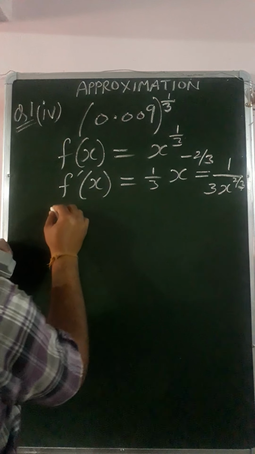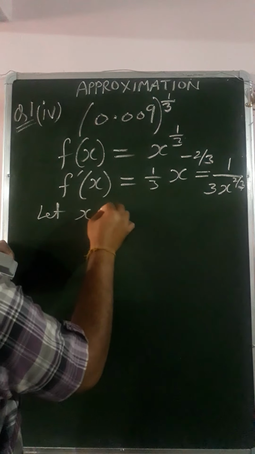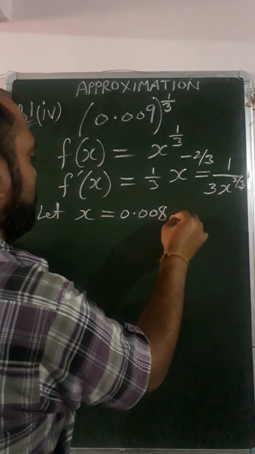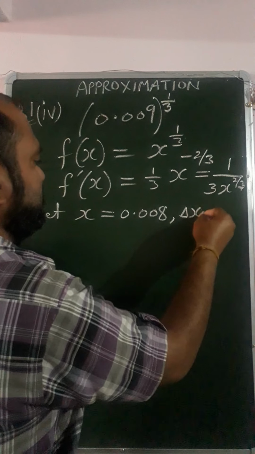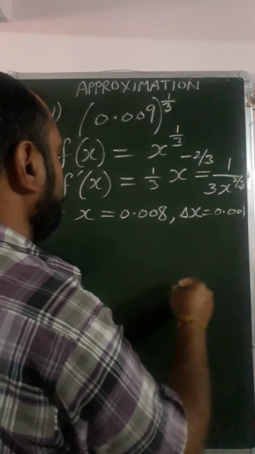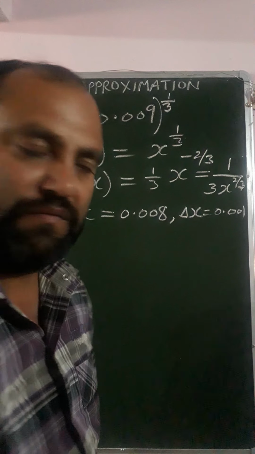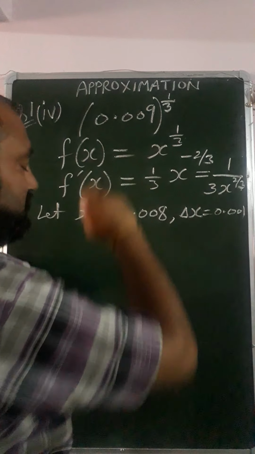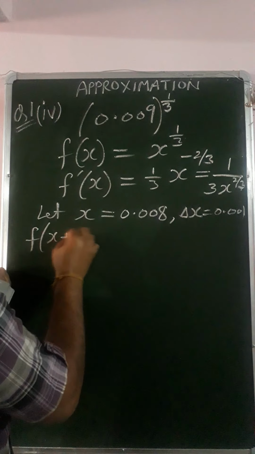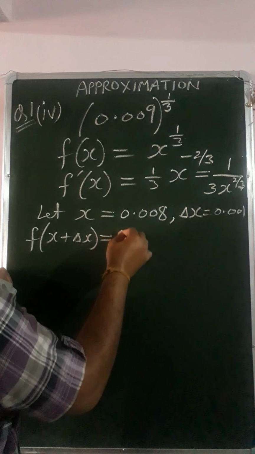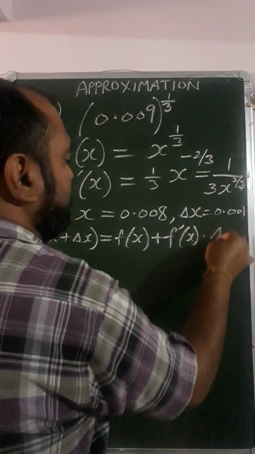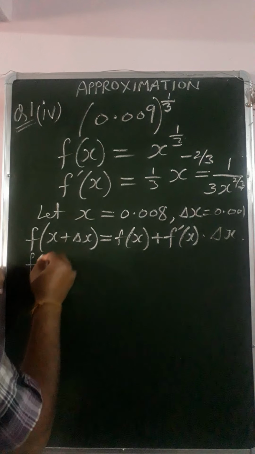Now let x be 0.008 and delta x be 0.001, so that their sum is 0.009. Now I am writing the formula here, f of x plus delta x is equal to f(x) plus f dash x into delta x. Now I am putting the values here.